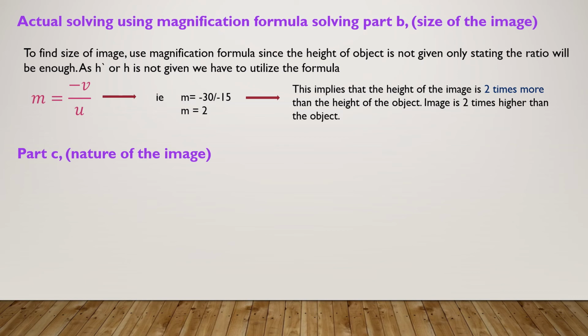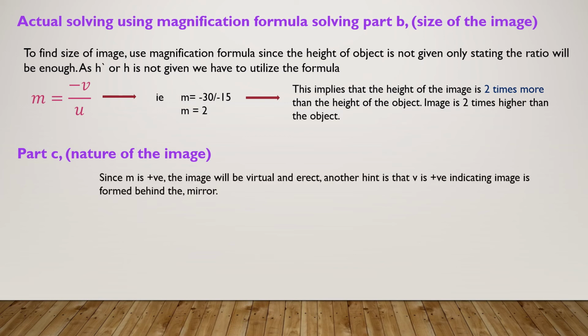Now let us look at part C, the nature of the image. In the previous two parts we have already got the answer for the third question. Now we just have to compile it. How do we compile? Since m is positive, the image will be virtual and erect. Another hint is that v is positive, indicating the image is formed behind the mirror. So both of these things tell us that the image is virtual and erect. And here it tells us that it is enlarged.